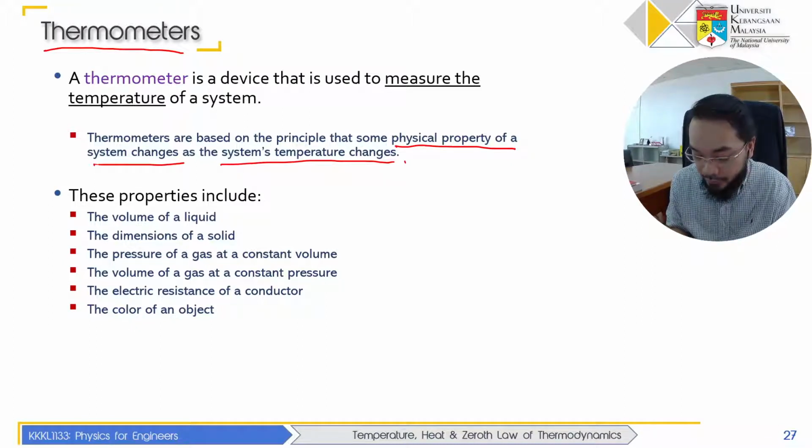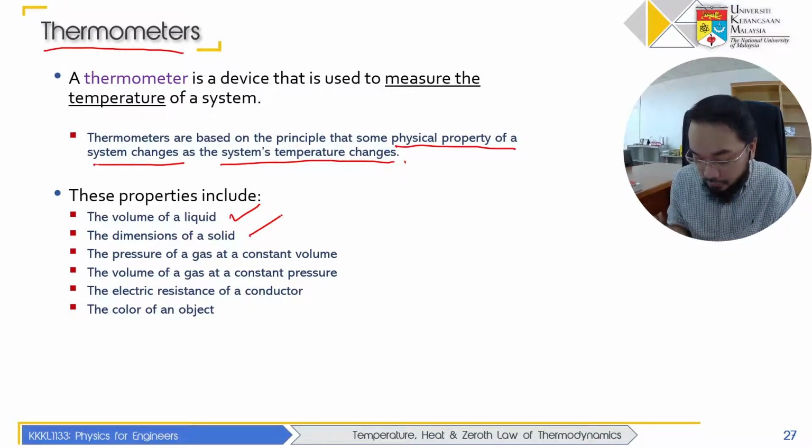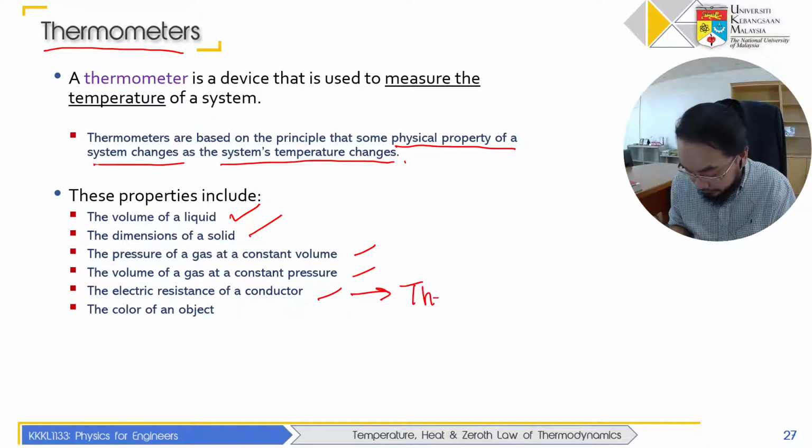Those properties are, for example, volume. When you increase temperature, the volume will increase because of the expansion of matter. If you reduce the temperature, the volume will decrease because the matter will shrink. So the volume will change, which is basically a change in dimension. Also, the pressure of a gas at constant volume can change, and the volume of a gas at constant pressure can change. The electric resistance of a conductor can change, and this is what we call the thermoresistive effect.